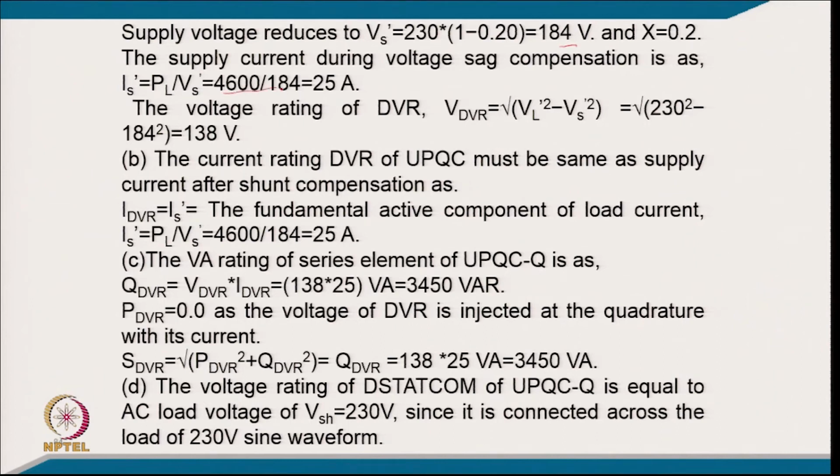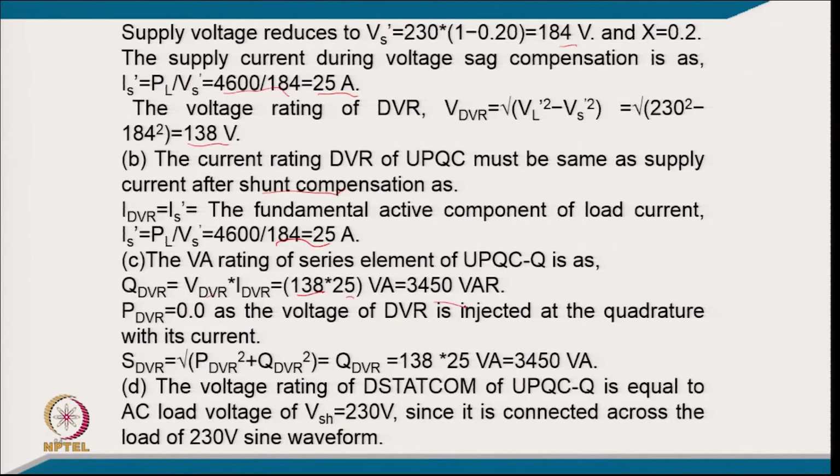So, we can now calculate the supply current, because power is the same, 4600 divided by 184. So, current on the supply becomes 25 ampere, and the voltage rating of the DVR you can calculate is the square root of VL square minus VS square, because in UPQC we are injecting the voltage in quadrature with the current. So, that comes to 138, and the current rating of UPQC is the same as the supply current, that is 25 ampere, and the VA rating of DVR is VDVR times IDVR. So, we take the voltage injected which we calculated here, multiplied by the current.